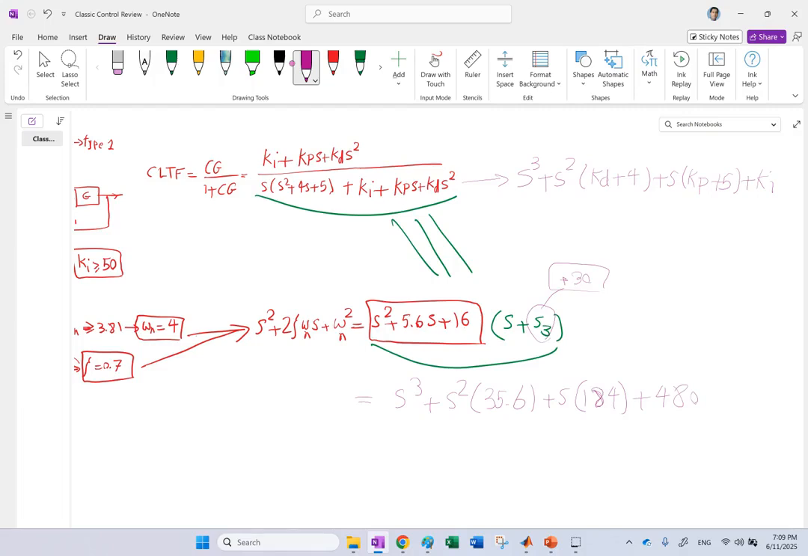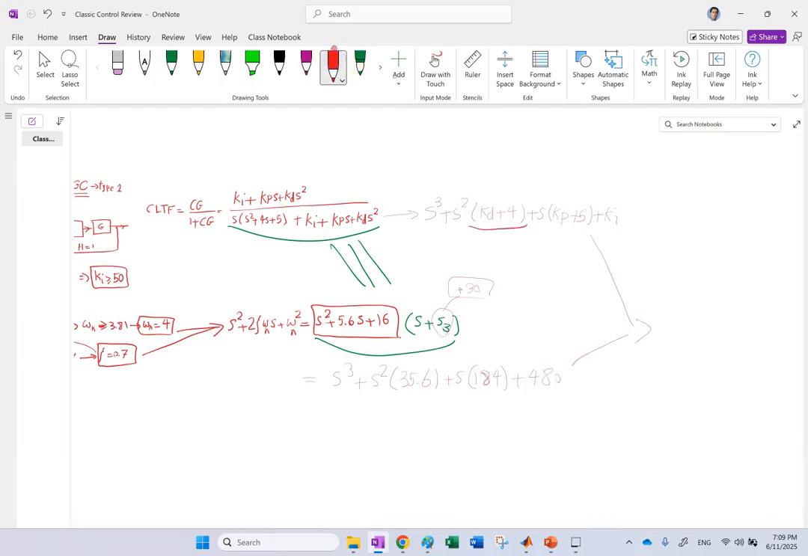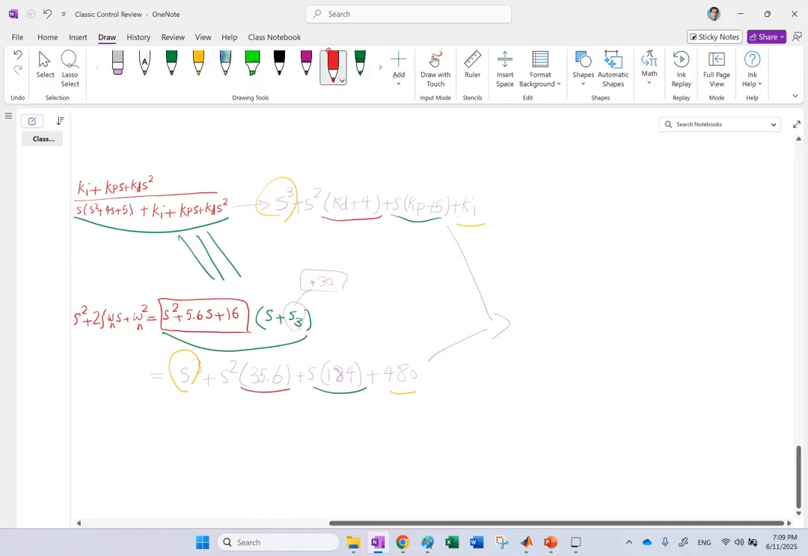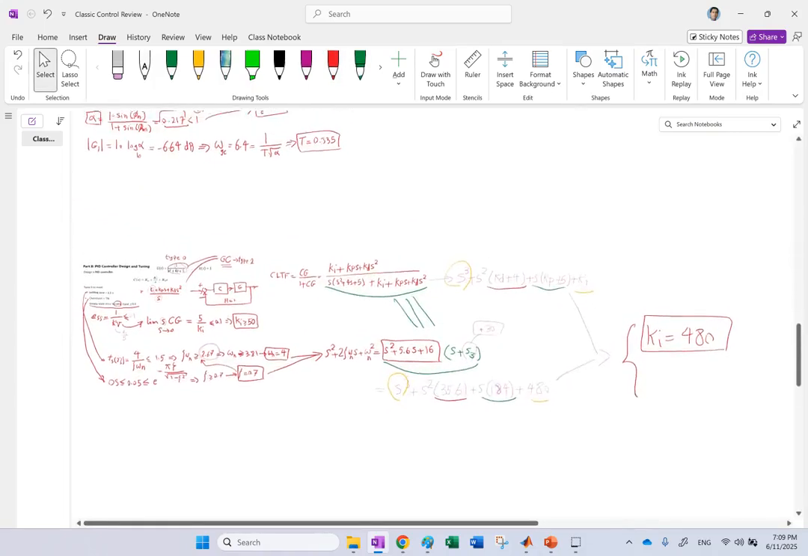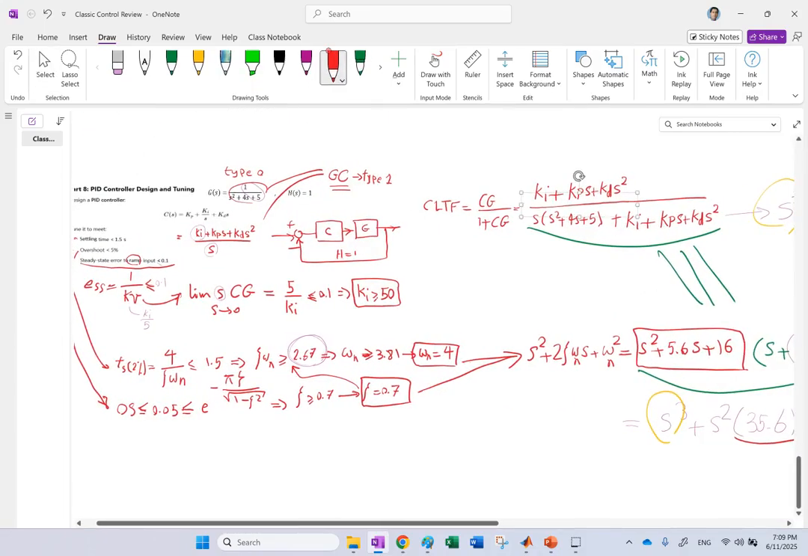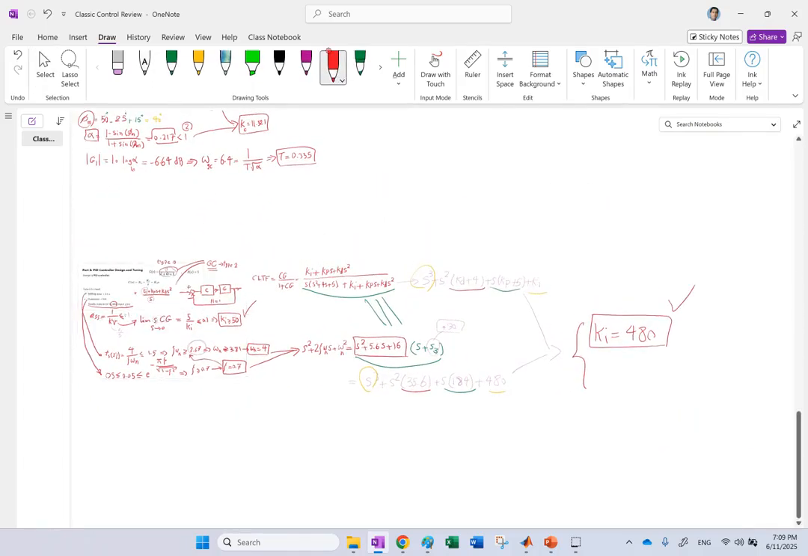So now you say these guys are equal, and from these two, you should be able to solve for the unknowns. So the coefficients of the s squared are the same, the coefficients of the s are the same, and the coefficients, the constant, are the same. The cubes are already the same. So you should get 3 equations. The first one is ki equals 480. Now you got the ki, but you have to check whether this ki matches that condition that you initially found. As long as it's bigger than 40, it's good. So you see this condition is satisfied, so you can accept that ki.